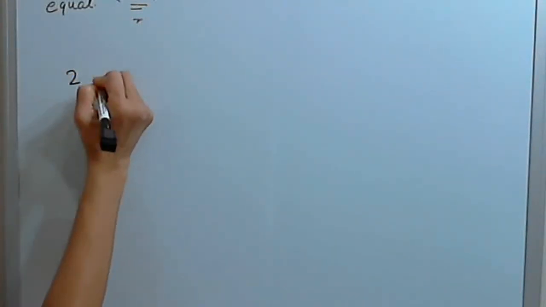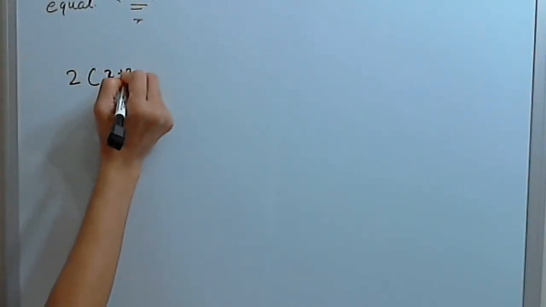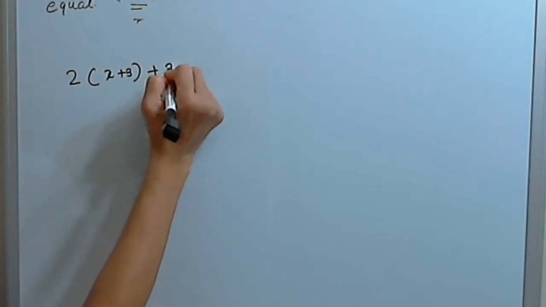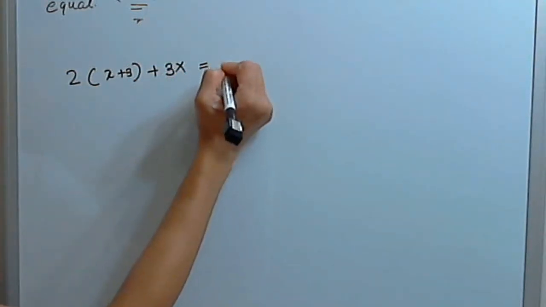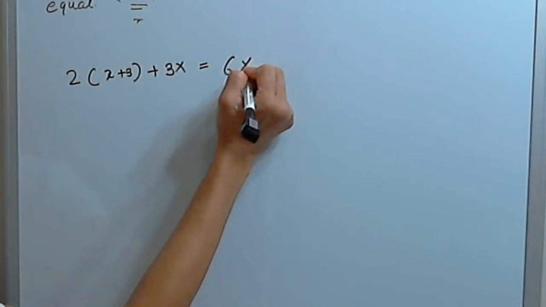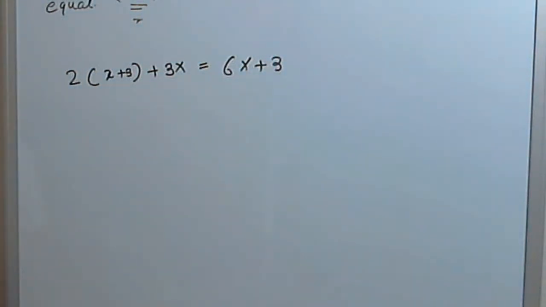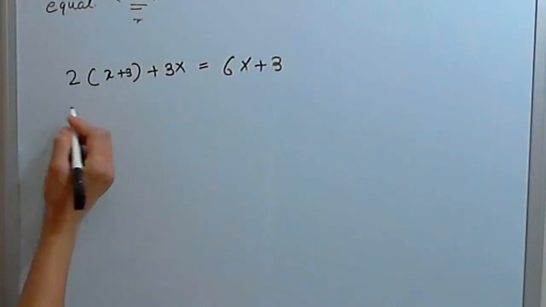I have here 2(x + 3) + 3x = 6x + 3. Find the solution of this equation. Well, when you look at it, you might think, wow, so many terms. All you have to do is expand, simplify, and put the like terms together.